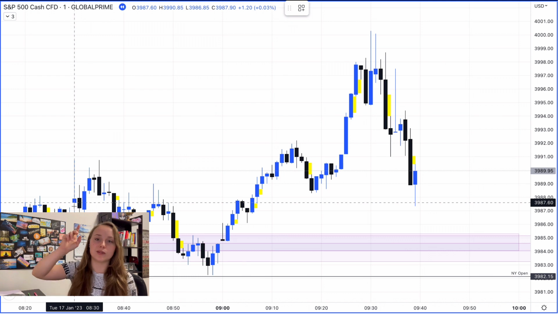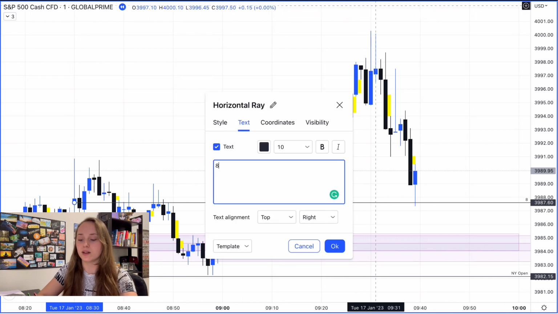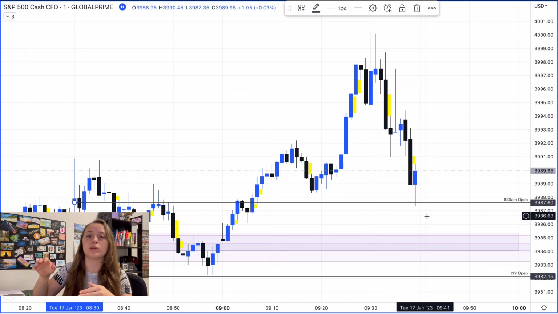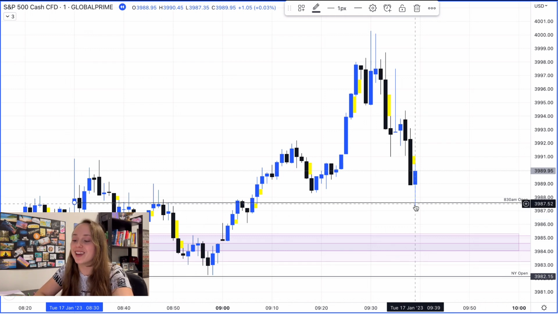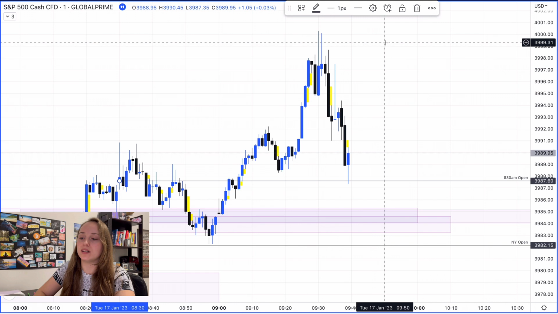Remember, when it's an up close candle, the open is at the bottom of the candle. If it's a down close candle, the open is at the top. So I just put it at the bottom, mark it up, 8:30 a.m. open. I like to annotate everything because it gives me a clearer picture, and it also helps my mind really get into that thinking, right? Okay, 8:30 a.m. open.